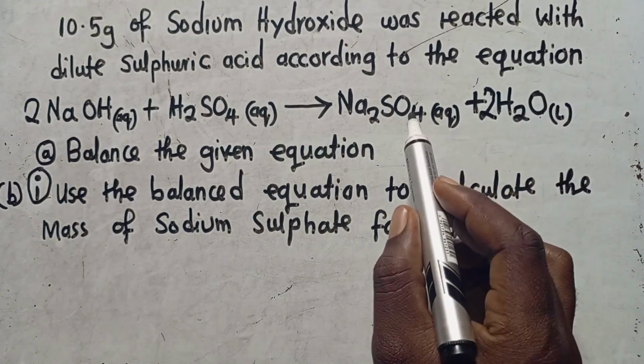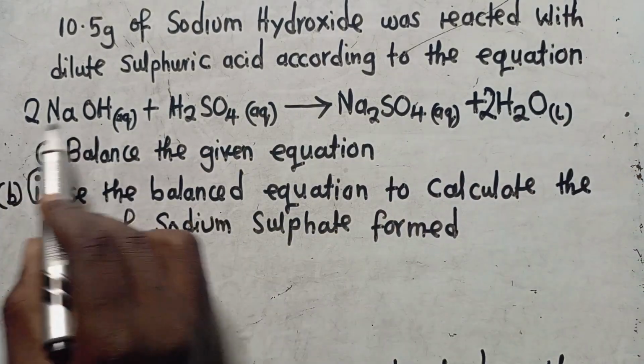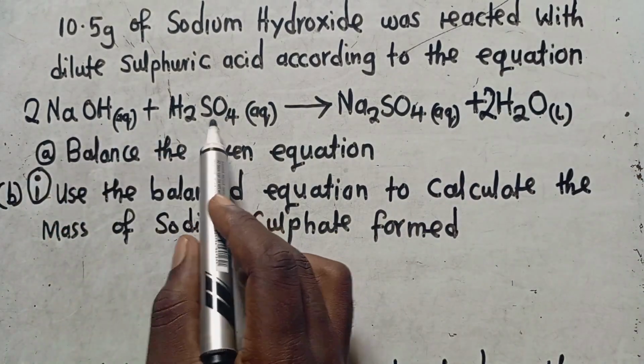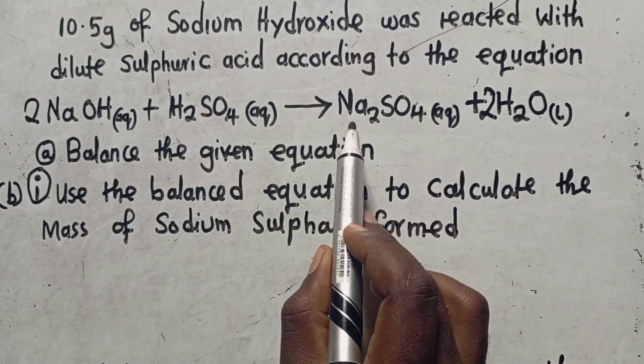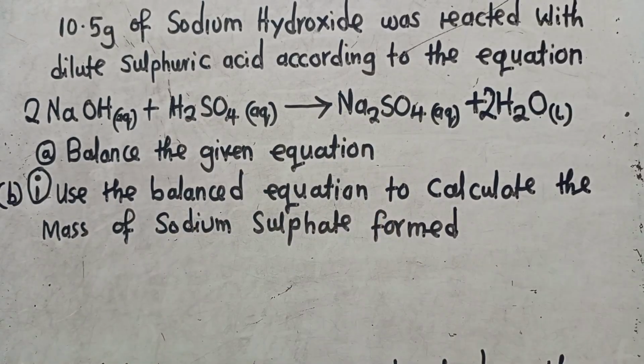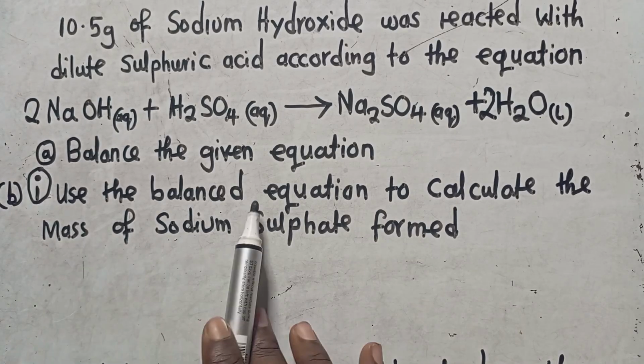Oxygen 2 plus 4, 6. 2 plus 4, 6. Have you seen? So just by balancing sodium, we've also balanced the equation. This is what you are supposed to do, as simple as this. We now move on to the next question.